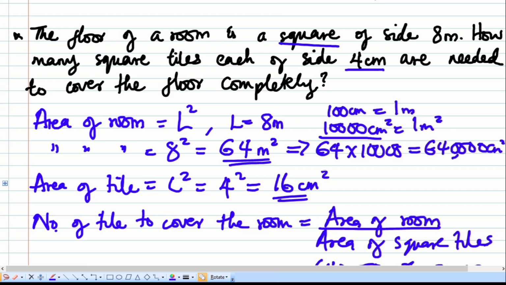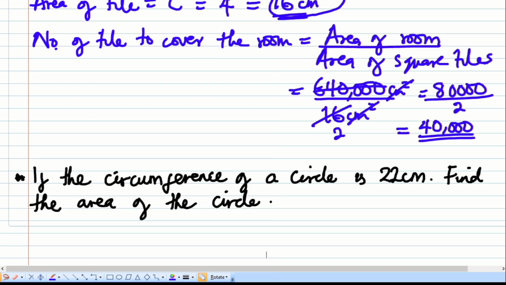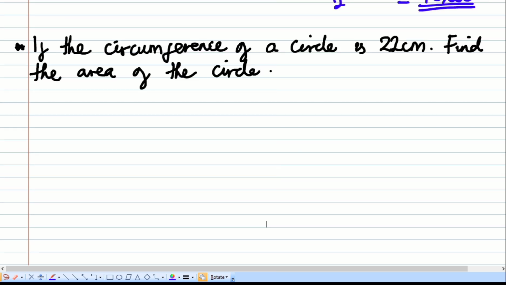So it makes sense because you see that the difference in area is much, right? So this is 640,000 centimeters squared, and this is just 16 centimeters squared. So since the difference is much, then also it will take much more tiles to cover the room. So let's solve the next question there.